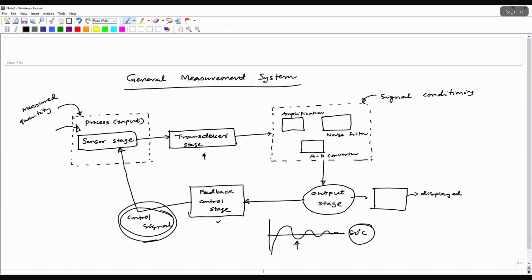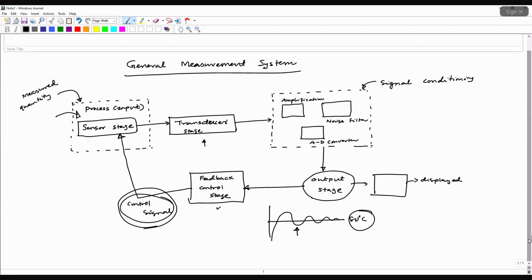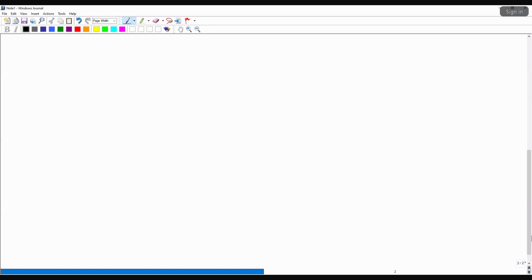Okay, so this is basically a general measurement system. You'll have a sensor, you have a transducer, you have a signal conditioner, then you have output, and you have a feedback control stage sending the control signal. So I will take an example of a slightly advanced system to demonstrate these different stages. Maybe we can first talk about a simpler system. Maybe we talk about this oven that I was talking about first before I go to a slightly more complicated system.